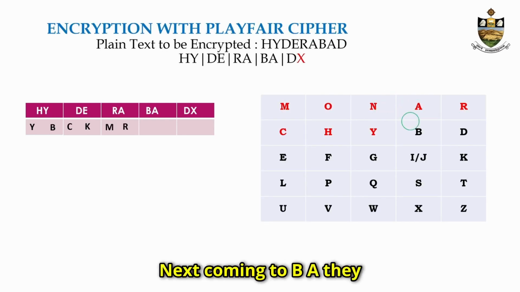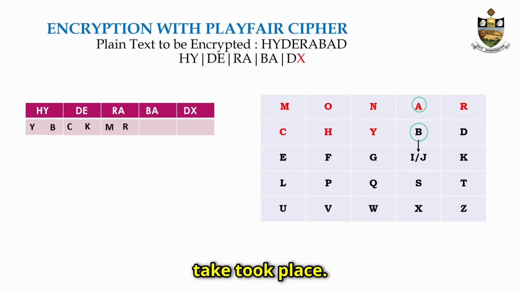Next, coming to BA, they are in the same column, so how will the encryption take place? We have to replace as per the second rule. B must be replaced with I or J. Usually, I is the dominating alphabet, so it will be replaced with I. Next, A will be replaced with B.